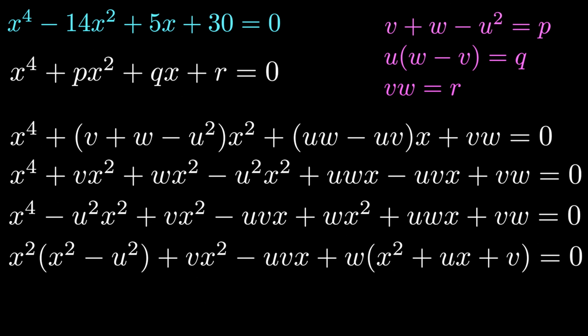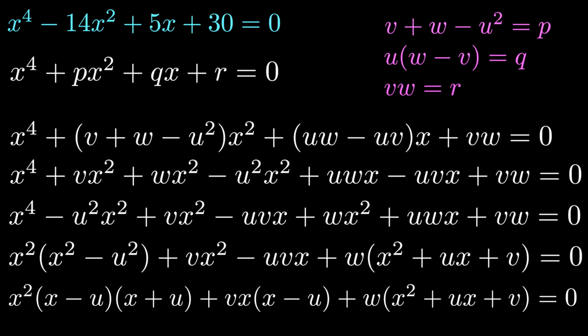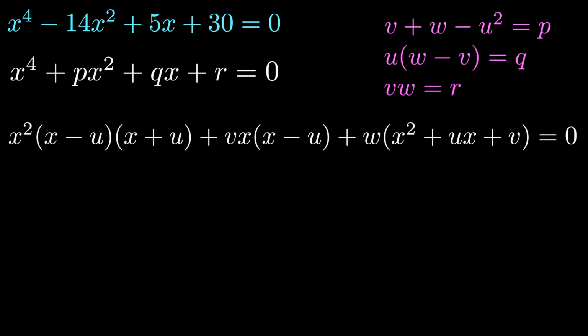We're going to factor an x squared out of the first two terms, and a w out of the last three terms. Doing so, we have x squared times (x squared minus u squared plus vx) squared minus uvx plus w multiplied by x squared plus ux plus v is equal to 0. We can rewrite x squared minus u squared as x minus u multiplied by x plus u, and we can also factor a vx out of the third and fourth term. Doing so, we end up with x squared times (x minus u times x plus u plus vx multiplied by x minus u) plus w times x squared plus ux plus v equals 0.